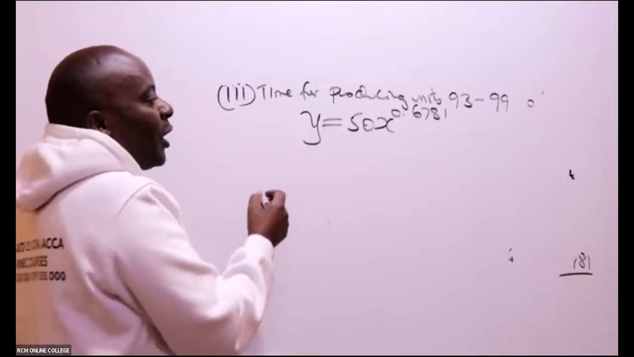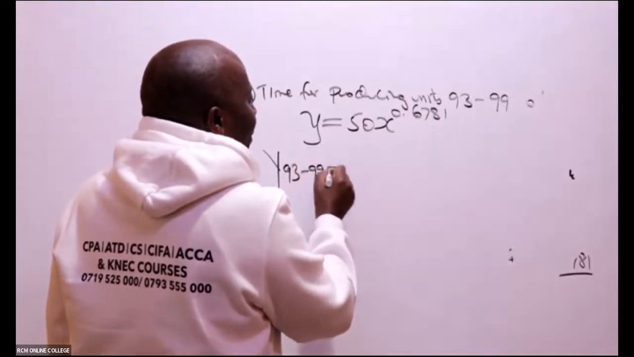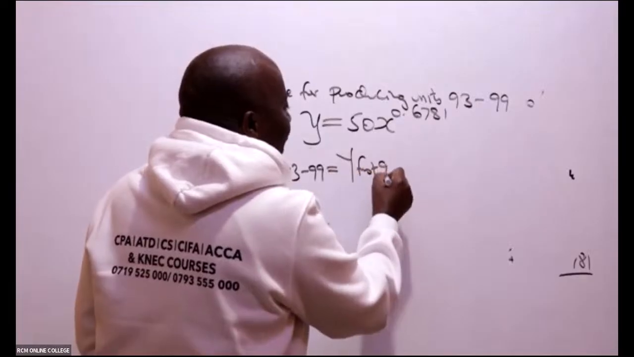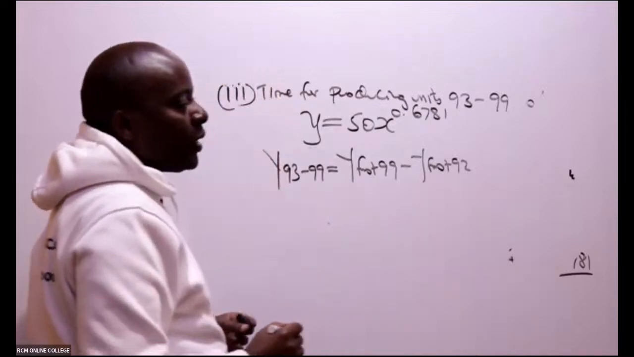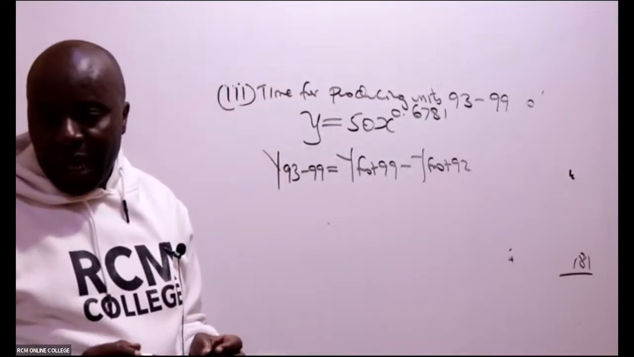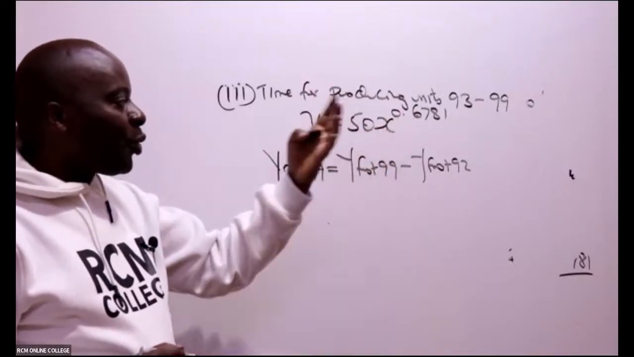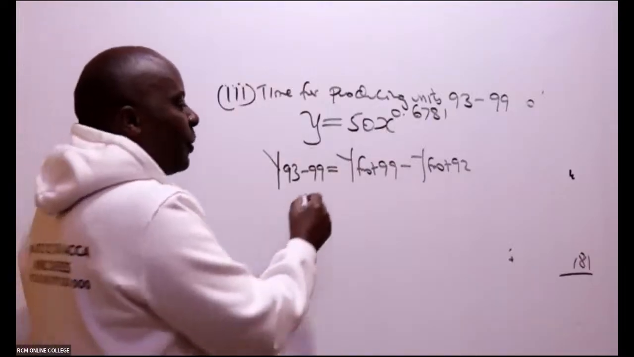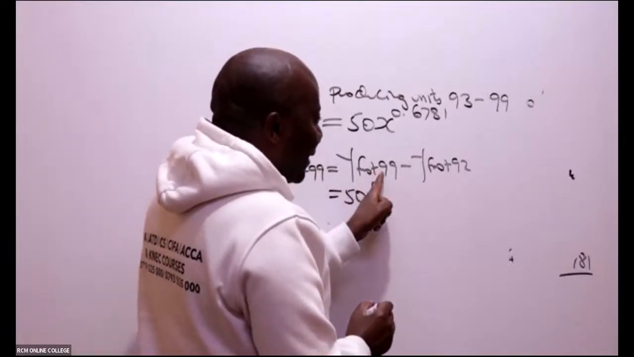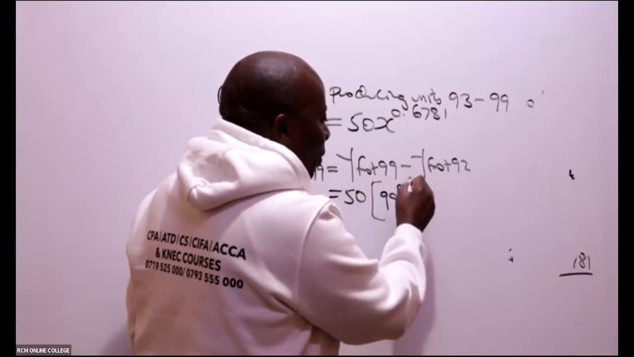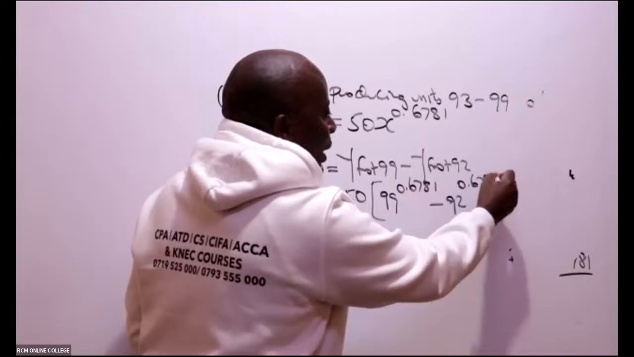So in that case, ladies and gentlemen, when I expand, I will write y 93 to 99 like this. And then I'll be able to say y first 99 minus y first the unwanted, first 92. Then you do your abracadabra because you play around with x as the variable. Somebody told us 50 is the constant, so 50 must be put outside brackets like this. And then you can see x is 99 raised to 0.6781 minus 92 raised to 0.6781.